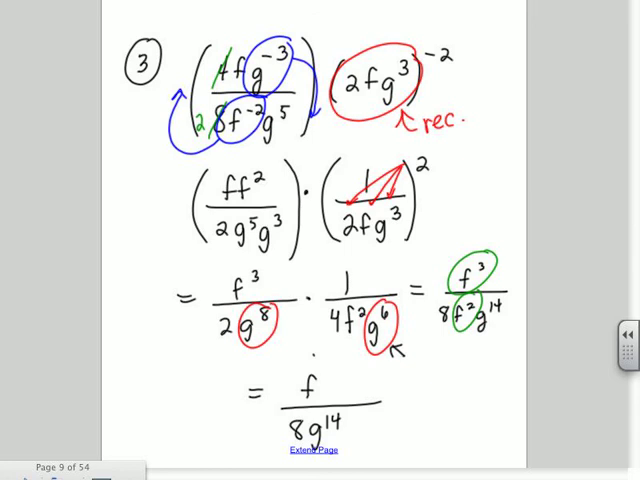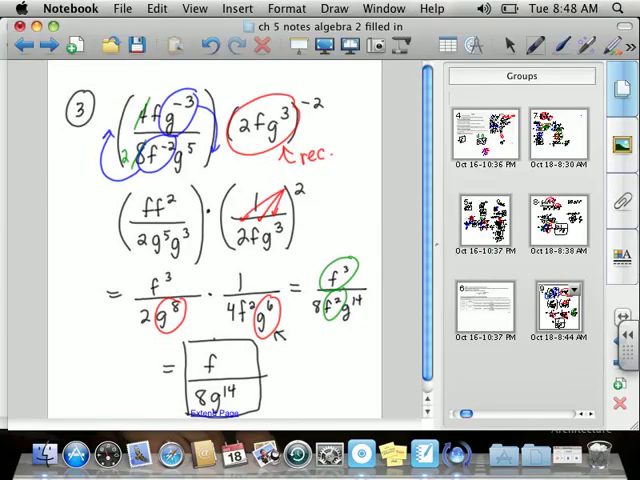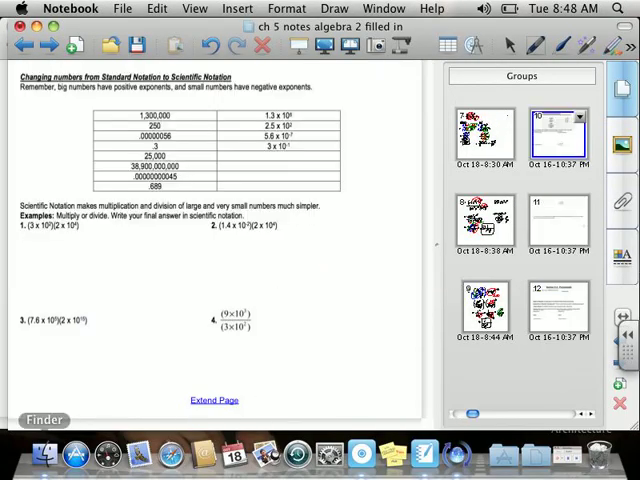Wait, is it g to the 6th or g to the 3rd? Is it g to the what? Well, on the right side. This one? Is it 4f squared g to the 6th? Because this 2 right here. Yep. Yep, so it's f over 8g to the 14th. Okay, we good? Caitlin, you good? Did you forget your notebook? Okay.